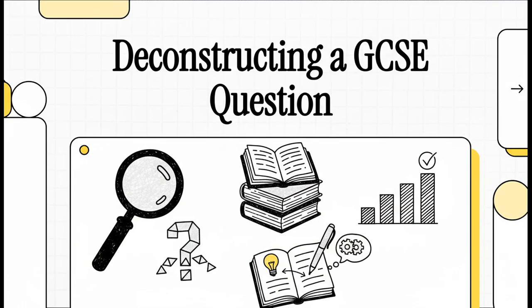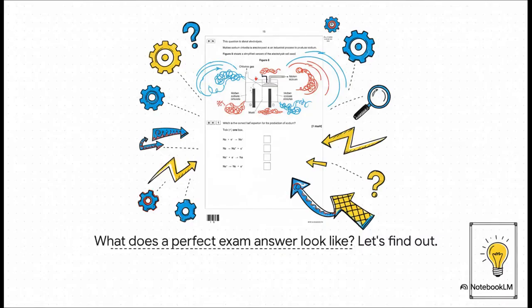Welcome to the Explainer. Today, we're going to do something a little different. We are literally going to put on an examiner's hat and deconstruct a real GCSE chemistry question. We'll show you not just how to answer it, but how to lock in every single one of those valuable marks. So, what you're seeing right here is part of a real exam paper.